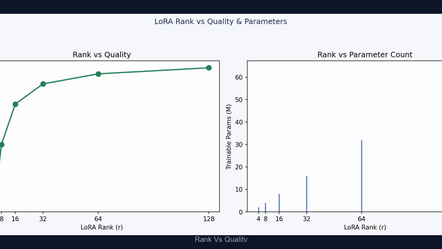On the right, the number of trainable parameters grows with rank, with a notable spike at rank 32. The practical conclusion: rank 16 sits near the knee of the quality curve while keeping parameter count manageable. Going higher than 32 gives diminishing quality returns at increasing memory and compute cost. Usually not worth it unless you're working on a particularly complex task with a large, high-quality dataset.